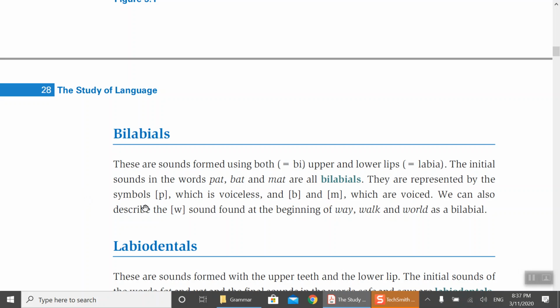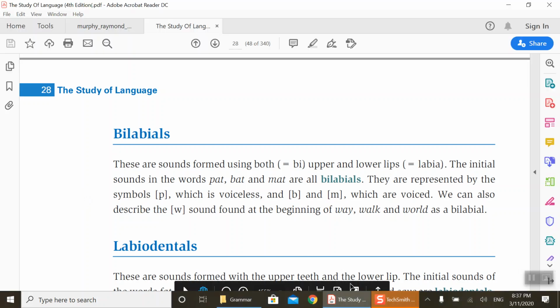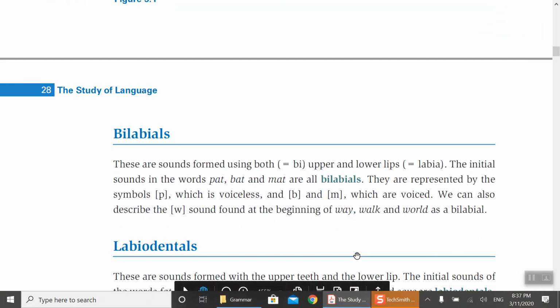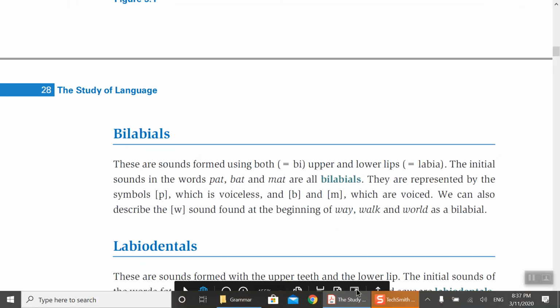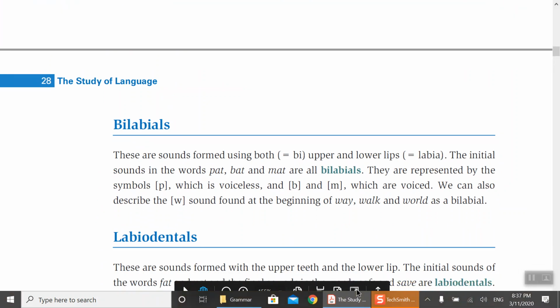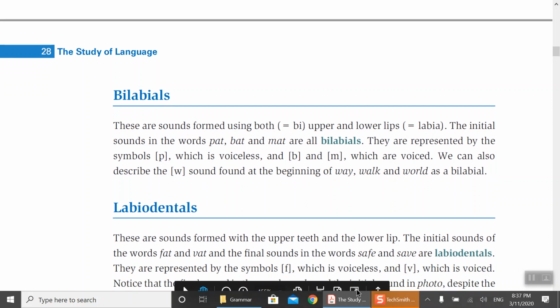We can also describe the w sound at the beginning of way, walk, and what as bilabial. This is the definition of bilabial. Very easy.